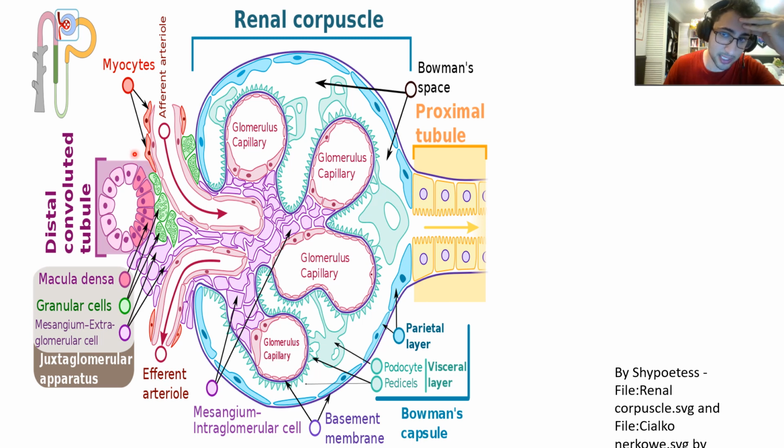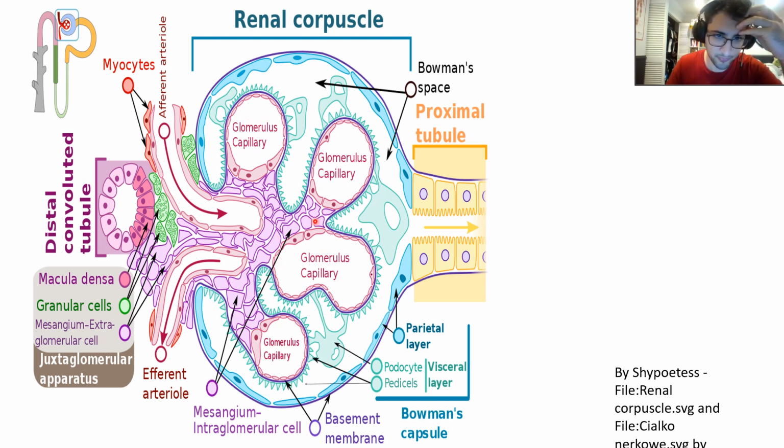These are the ones that are detecting the salts. So when salt is low, they're going to release prostaglandins to stimulate granular cells to secrete renin. All right, so the macula densa detects salt levels and it will signal the granular cells to secrete renin. This secretion of renin is very important, because of all the mechanisms. Because without renin, you do not get angiotensin.